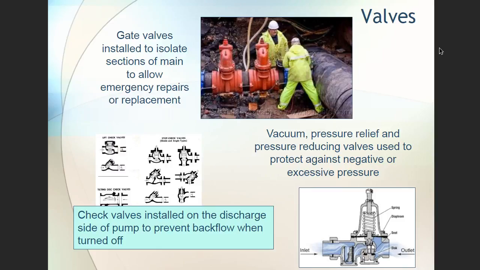Vacuum pressure relief and pressure reducing valves are used to protect against negative or excessive pressures. Again, we're always concerned about the hydraulics of the water and sucking in contamination. Check valves are installed on the discharge side of a pump to prevent backflow when the pump is turned off. Depending on the design of the system, check valves can be all through a system. What check valves allow is the water to move only one direction.